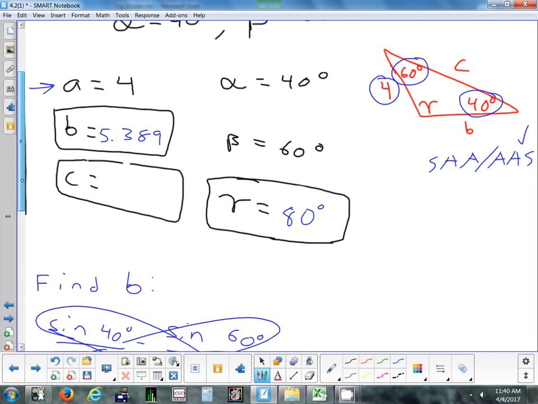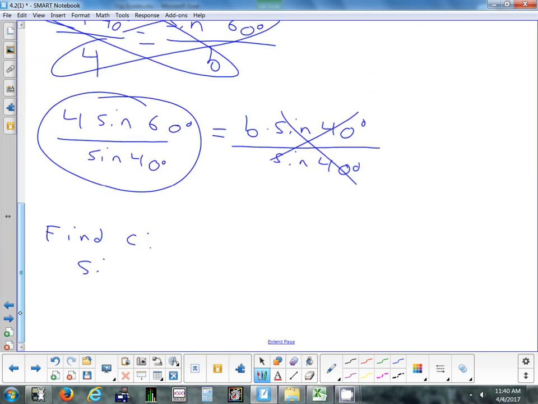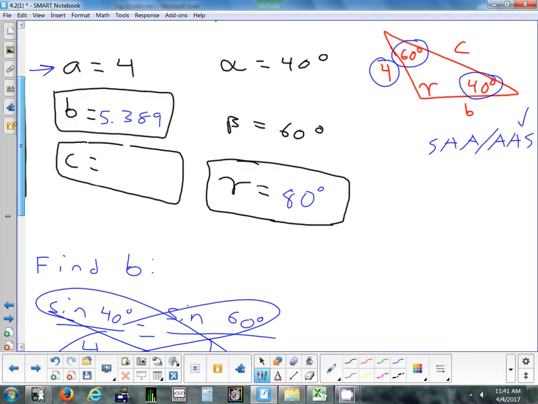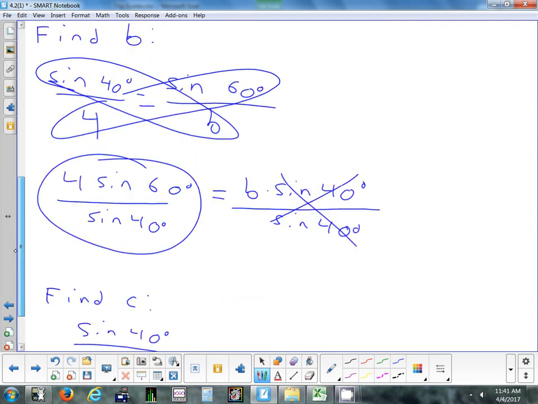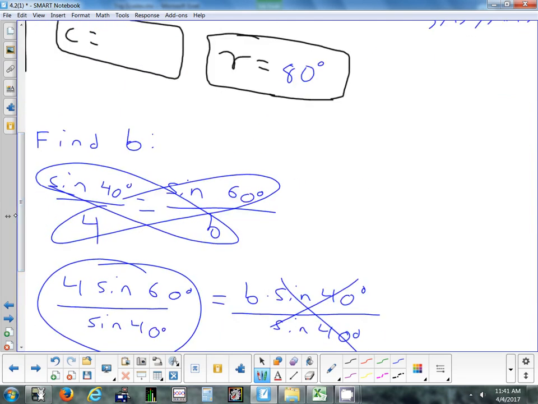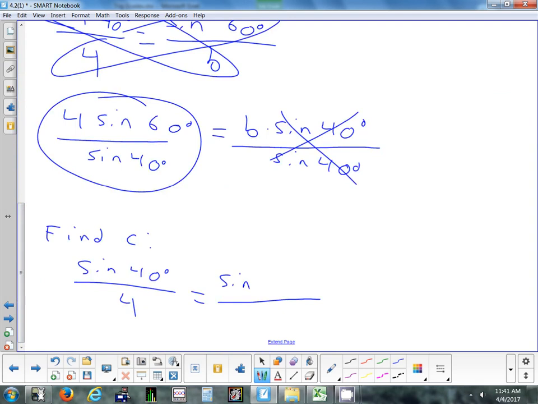So we're going to start with sine of 40 over 4, just like we did before. And anyone think they can tell me what's going to go on the other side? What's going to go on the other side of that? Sine of 80 over C. Yep, sine of 80 over C.